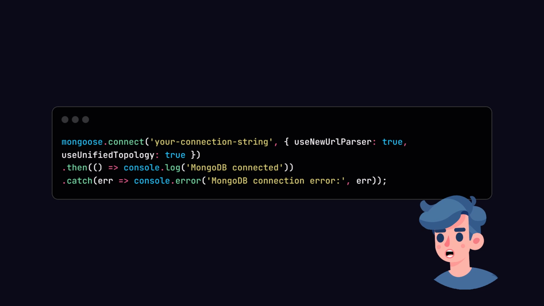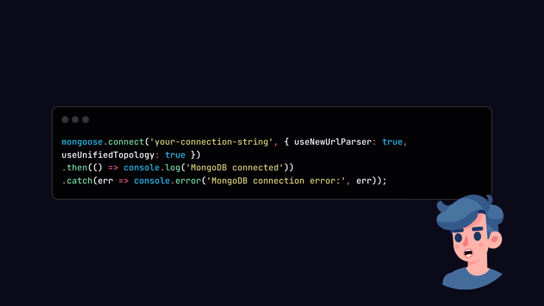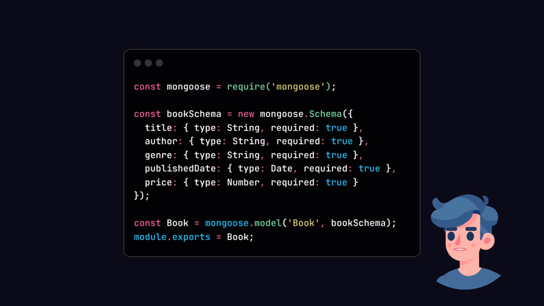Now, we want to connect to our MongoDB database hosted on MongoDB Atlas. You'll need to create a free account on MongoDB Atlas and create a new cluster. Once you have your cluster, get your connection string from the dashboard and replace your connection string in the code below. Now that we've connected to MongoDB, let's define the schema for our books.